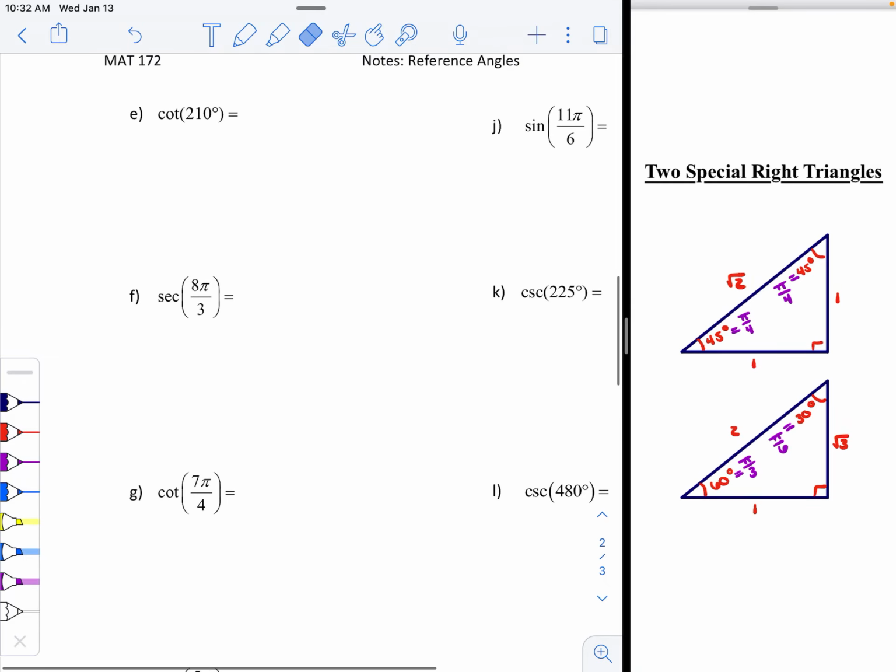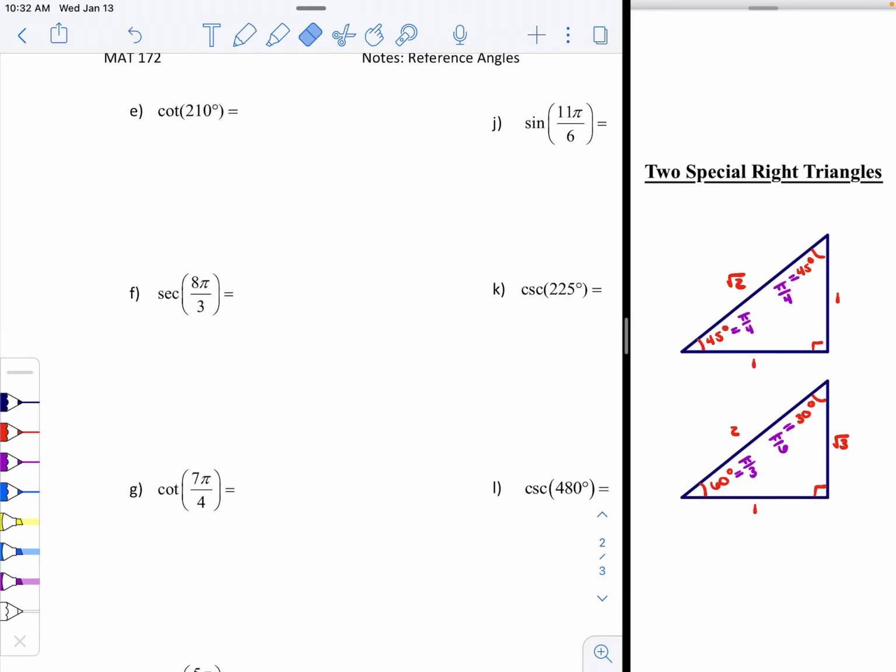Let's go ahead and look at a couple more examples of reference angles. So again, we're looking at evaluating our trig functions for the given angle. We are going to draw our angle in standard position, find our reference angle, fill in the sides of our right triangle using our two special triangles, and then use our SOHCAHTOA in order to evaluate the trig function.